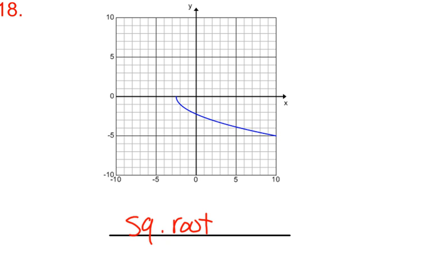So hopefully you can identify. Our goal is that you can look at a graph and tell me something about the graph, what type of function it would be: linear, quadratic, cubic, rational, absolute value, any of those, or be able to look at the equation, which we'll do in our next video.